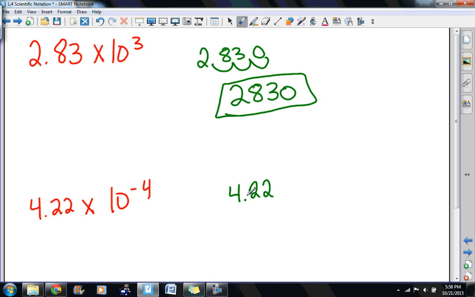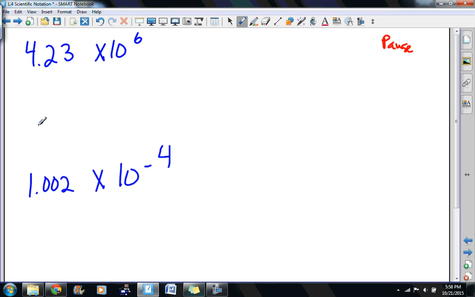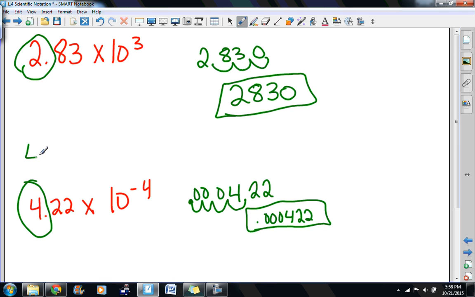Negative 4 means we move our decimal point 4 to the left. So we get 0.000422. And that is exactly what scientific notation should look like. Now, there's one note that I want to make here right away. The number in front of that decimal point must be less than 10, but more than 1.